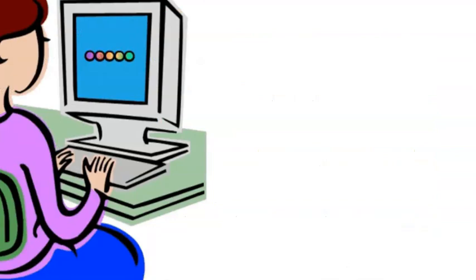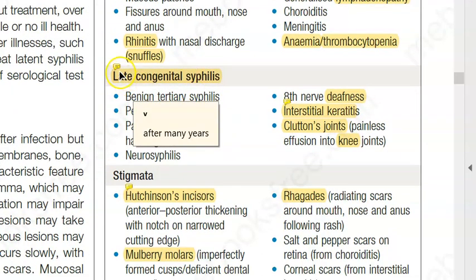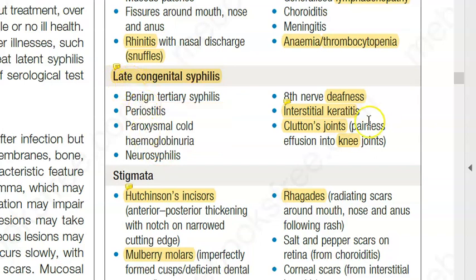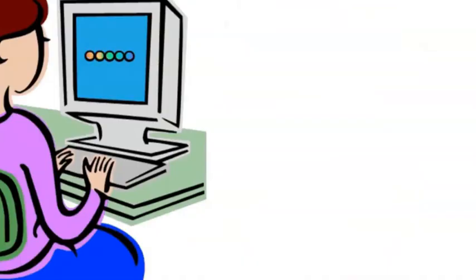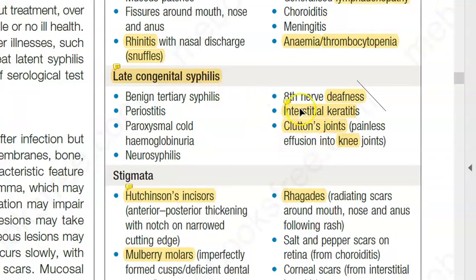Shall we continue, guys, to late congenital syphilis? That is, after many years, how will it look? There can be deafness in that child. There can be interstitial keratitis, that is, keratitis of the cornea, where the middle layers of the cornea are affected. Whenever they ask you interstitial keratitis in the ophthalmology exam, you'll never realize that they're asking about syphilis, isn't it? Then Clutton's joints, painless effusion in the knee joints.